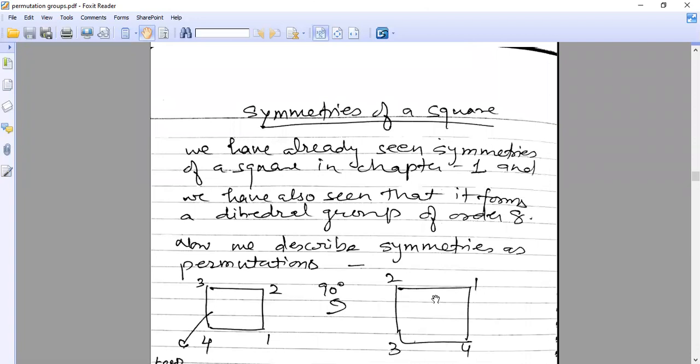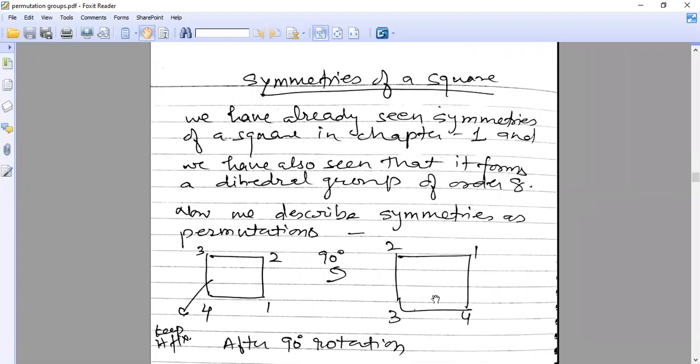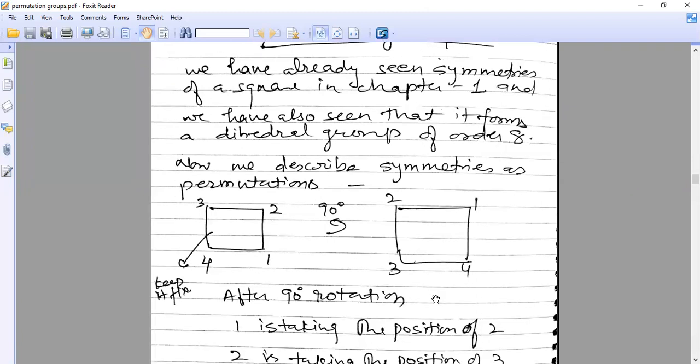So you have already seen symmetries of a square in our initial chapter 1, when we started group theory. And we have also seen that it forms a dihedral group of degree 8. You can see that in that video on my channel. Now we are describing the symmetries of that square as permutations.